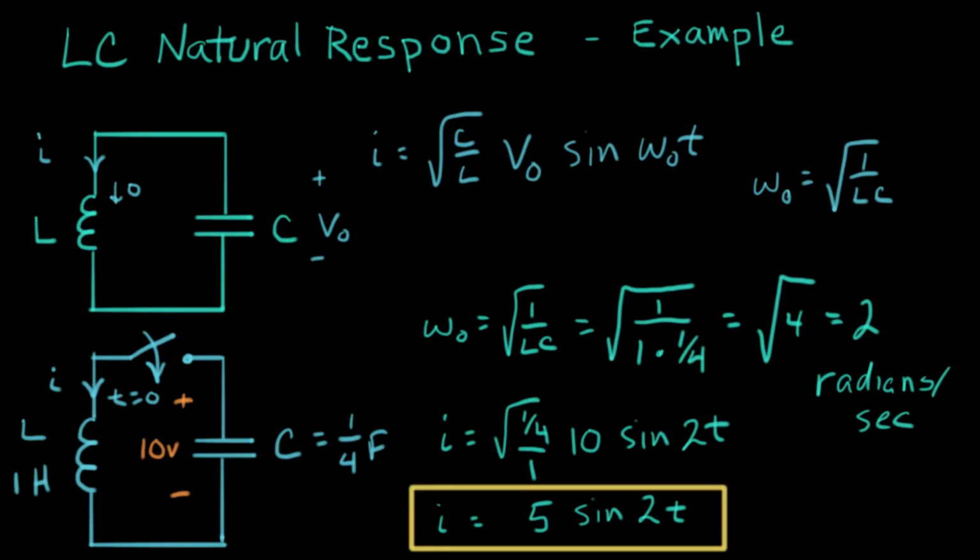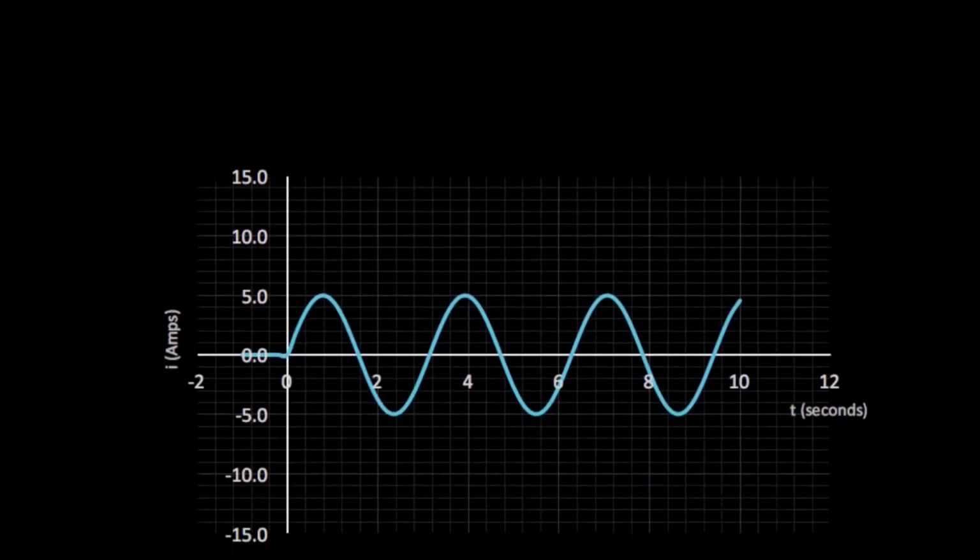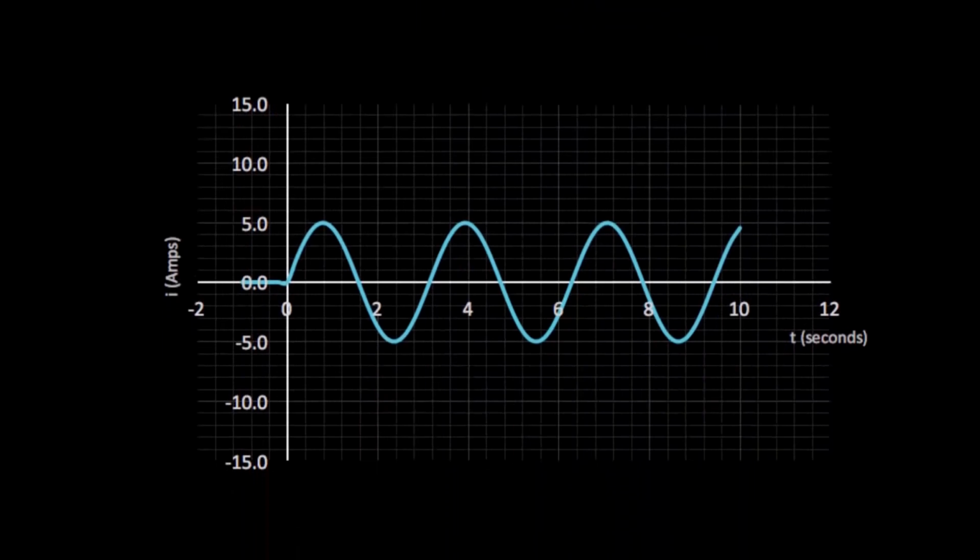So for this specific circuit, that's the answer for this current here. Now I want to show you what that actually looks like. So this is a plot of I of t equals 5 sine 2t. And this is what a sine wave looks like with time. So the axes are time in seconds, and this axis goes up to 5 amperes and then down to minus 5 amperes and continues on that way, and it basically goes on forever.